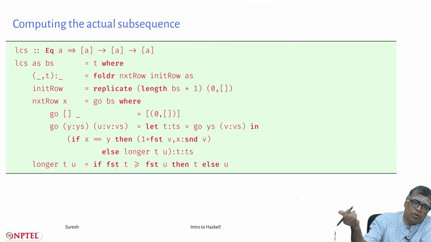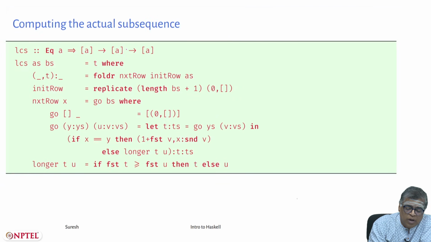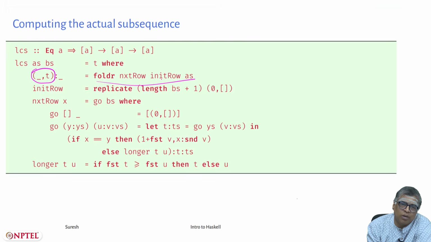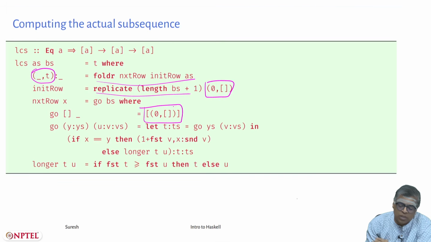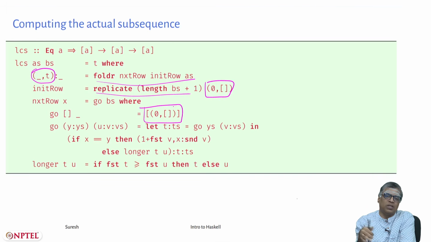by the same logic. So instead of storing just a number, I will store a number and the subsequence, and in this case now the number, subsequence pair is the first element of this computation, and init row is basically this. I replicate (0, empty list), and here also you will see that the rightmost column is (0, empty list), and then the rest is a very similar computation. And now let us actually see this in action.